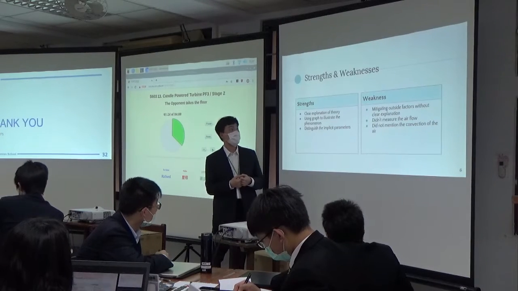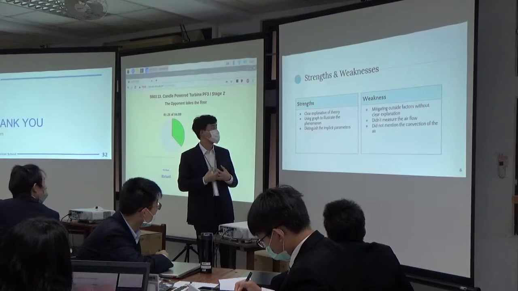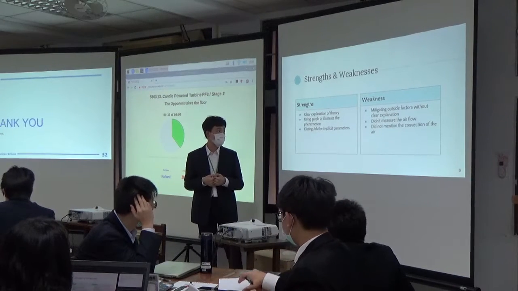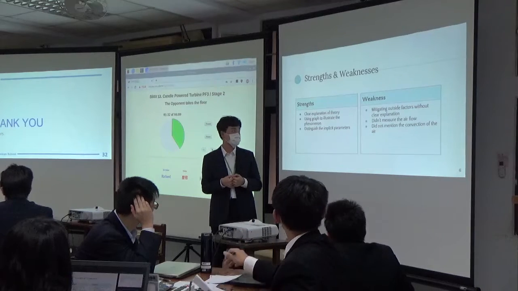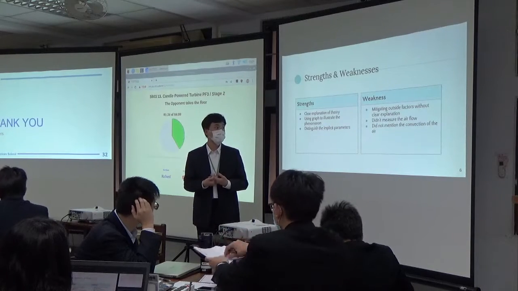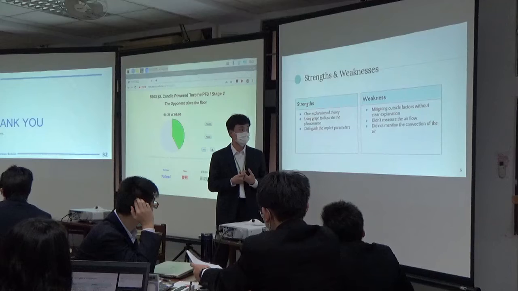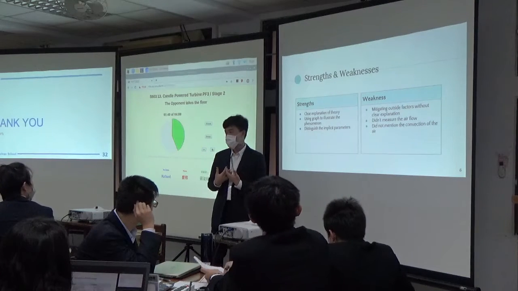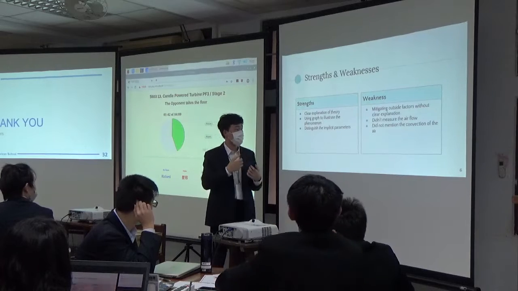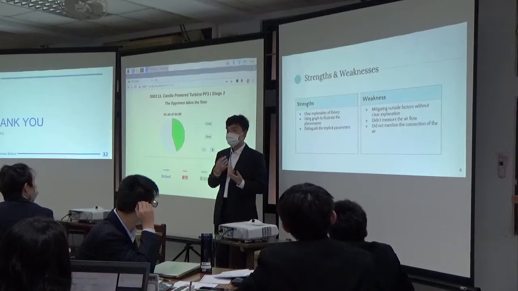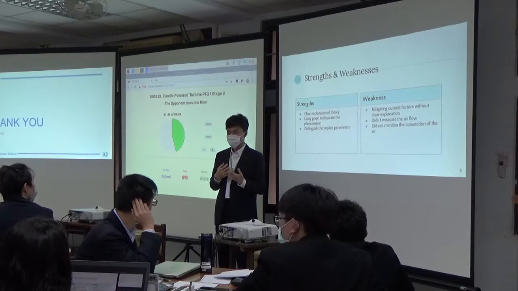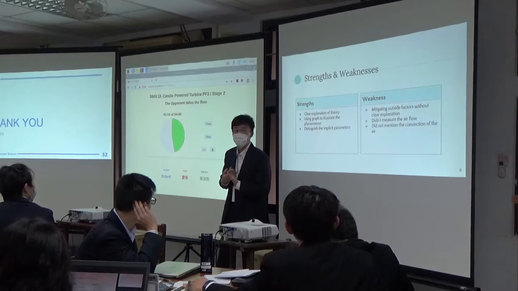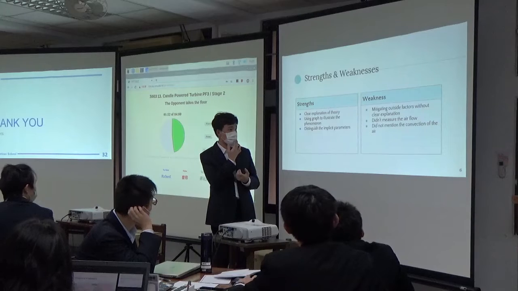And now we'd like to point out their strengths and weaknesses. For their strengths, they have a clear explanation of theory, they use graphs to illustrate the phenomenon, and they distinguish the implicit parameters. However, for their weaknesses, they have mitigating outside factors without clear explanation, and this is what I'm going to discuss with them later. And they also didn't measure the airflow. Without measuring, they just simply assume that it's flowing in the same direction, which we think is a bit problematic. And they did not mention the convection of the air.